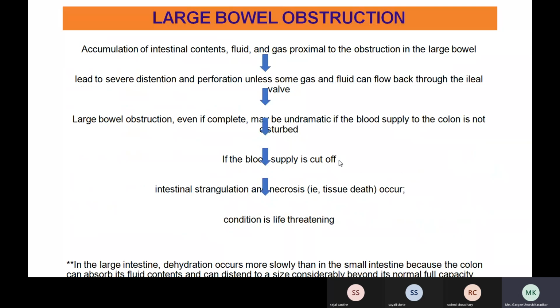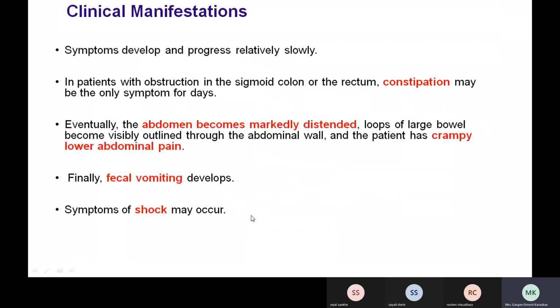So necrosis is going to cause the tissue there. So then this condition becomes life-threatening. Only here in large intestine, what happens? Dehydration occurs slower than in the small intestinal obstruction. Why? Because the colon can absorb its fluid contents and can distend to a size considerably beyond its normal full capacity. So that is the difference between a small bowel and a large bowel obstruction.